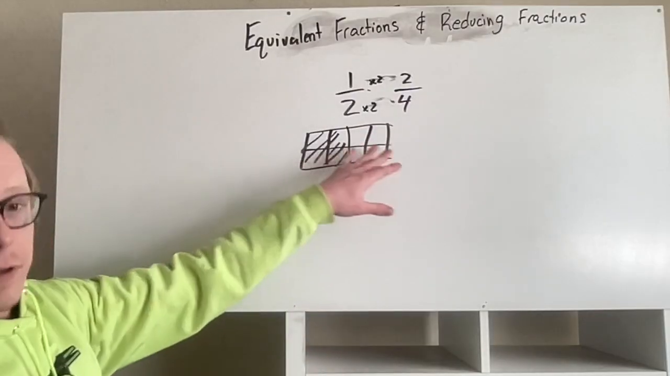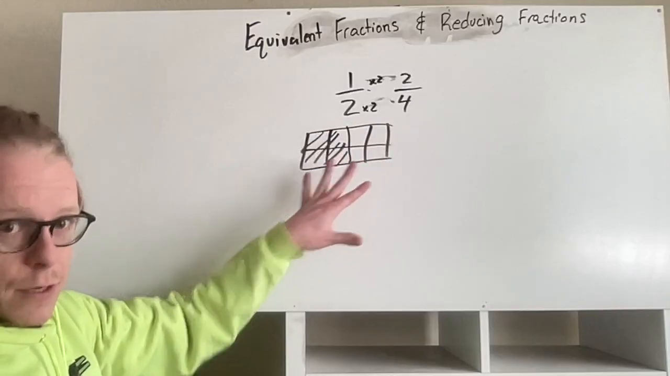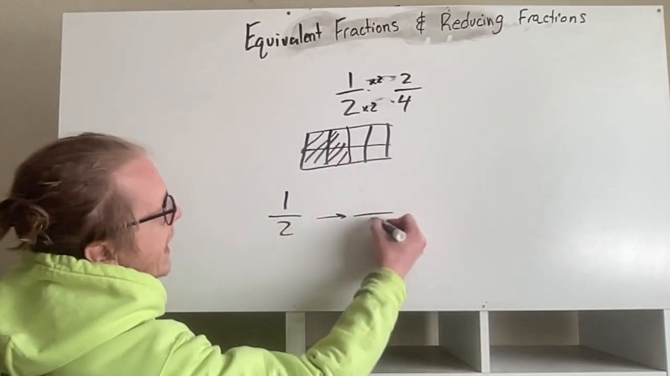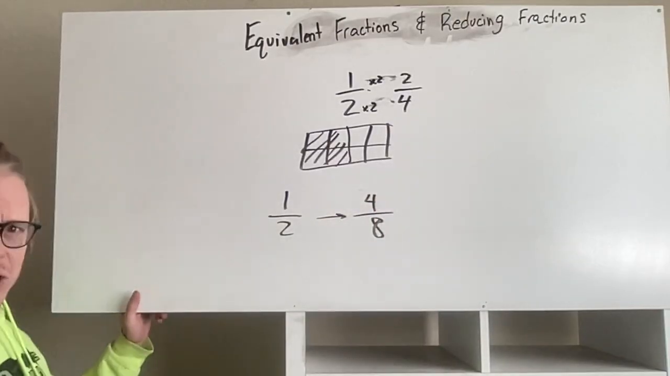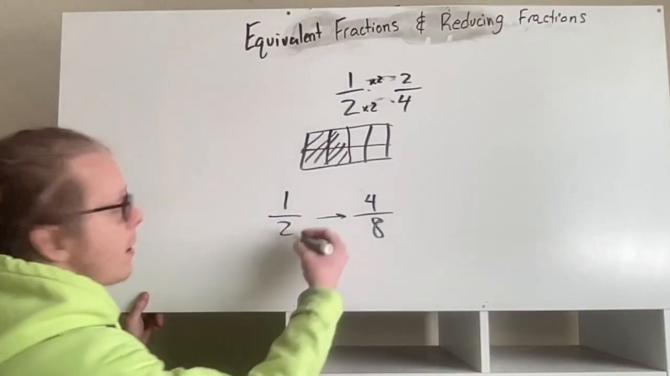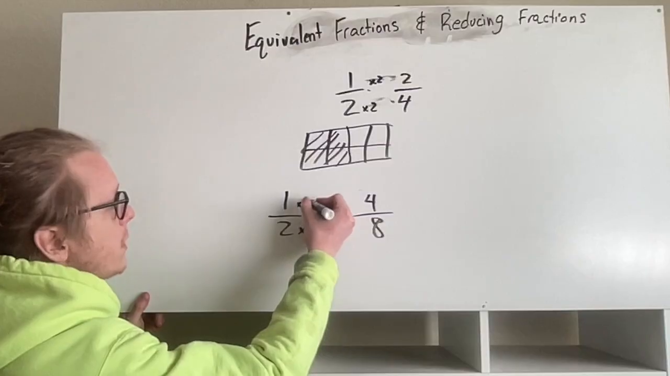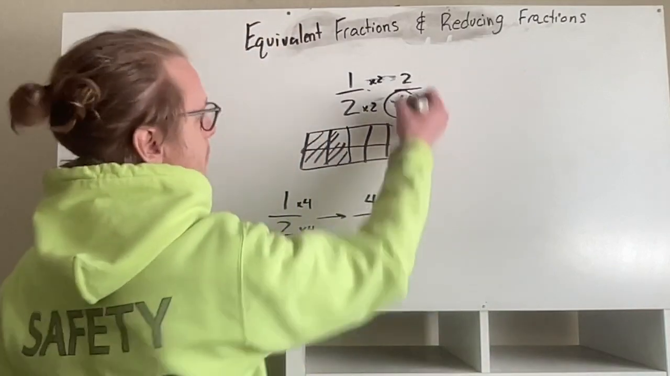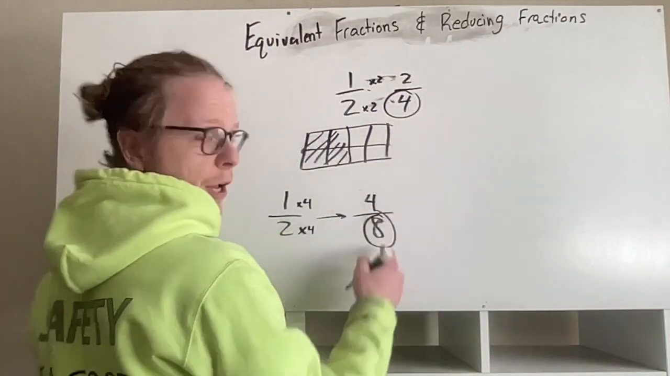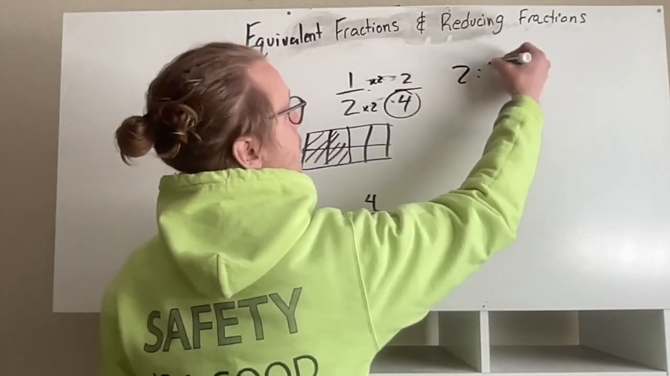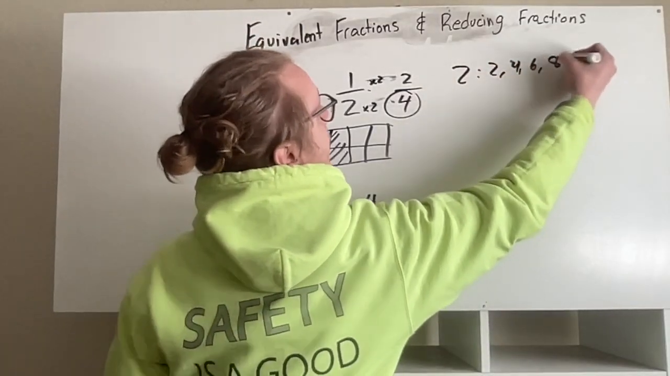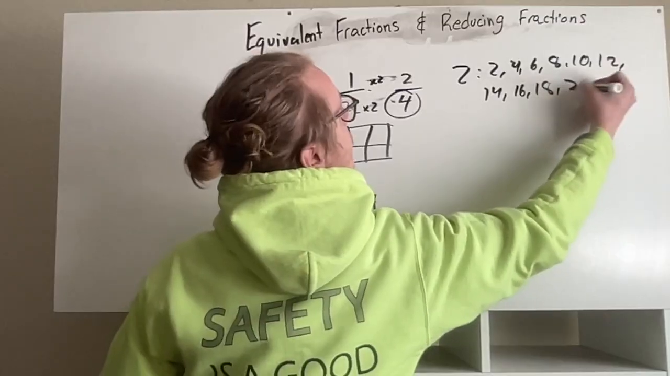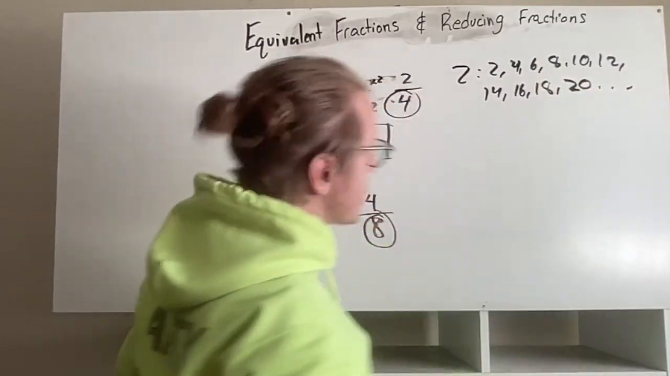What have I done now? I've now broken our whole into 8 pieces, and we have 4 of them. Well, what have I multiplied my numerator and my denominator by now? By 4, right? 2 times 4, 1 times 4. Okay? And what do these denominators have in common? Well, these are all multiples of 2. If I think about my multiples of 2: 2, 4, 6, 8, 10, 12, 14, 16, 18, 20, right? We can keep going, but let's stop there, okay?